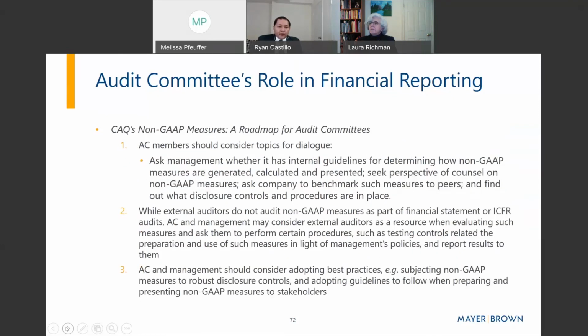And the non-GAAP roadmap that they laid out has 3 parts: 1, identifying key discussion topics with management, counsel, and external auditors; 2, understand the external auditor's role in non-GAAP measures; and 3, adopt leading practices to support presentation of highly qualified non-GAAP measures. And here you have some examples of several questions or items to consider when they go through the 3-step analysis of their roadmap.